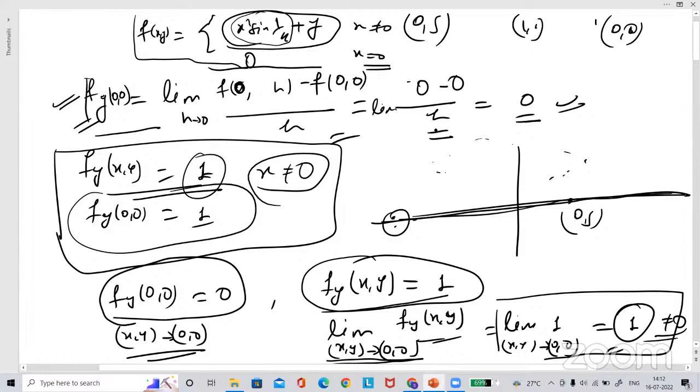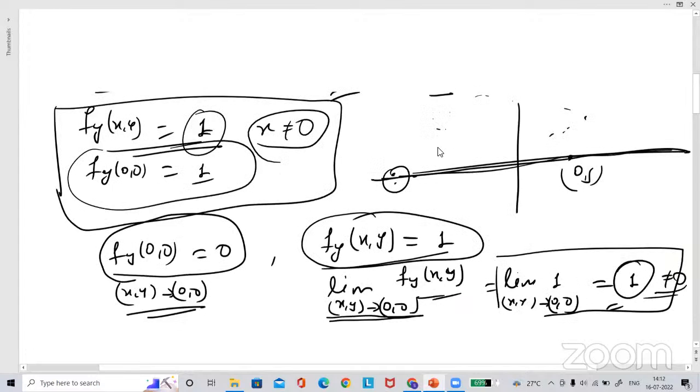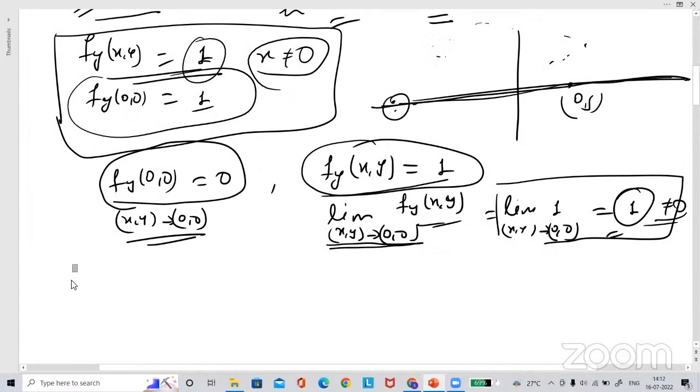So anyone else have doubt on this? So you got my point. What I want to tell you is how we will check the continuity when you have a step function.